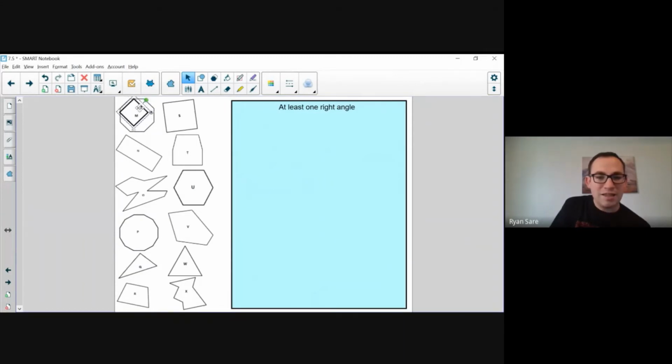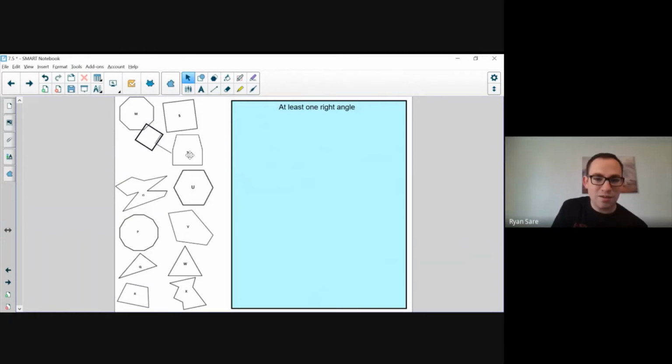And yeah, it doesn't look like there's any angle on here that matches up with this. So this one, it's not going to go in there. Now let's look at N. This looks like it might. Let's try lining it up. Yeah, that matches up quite nicely.